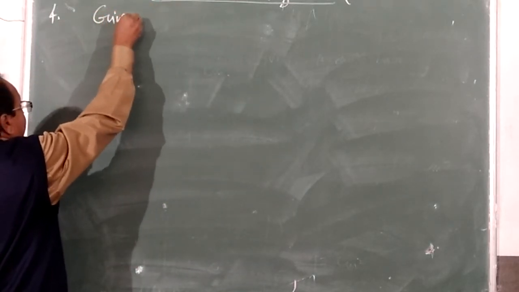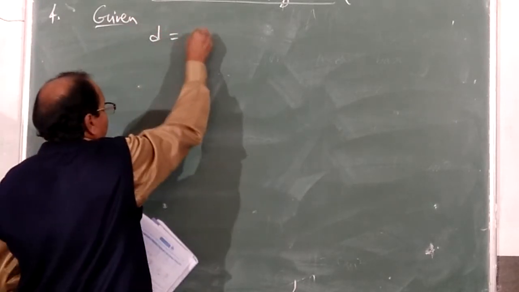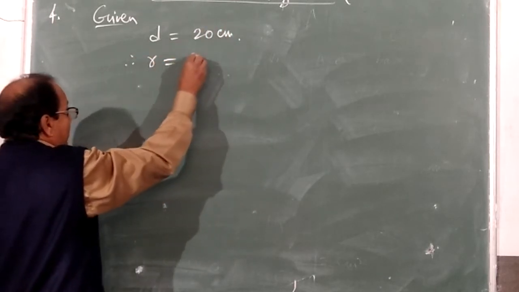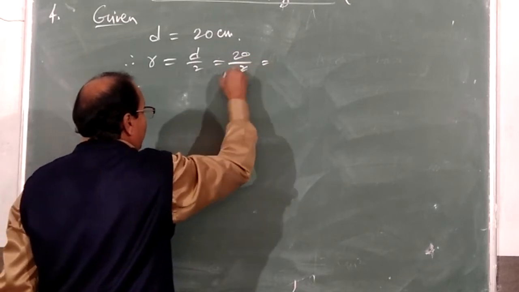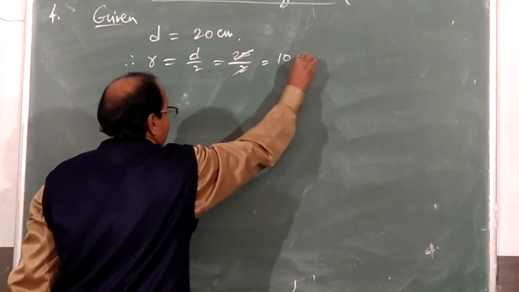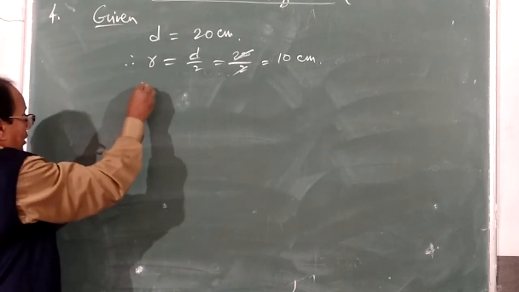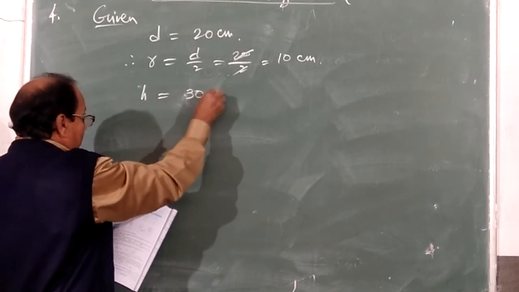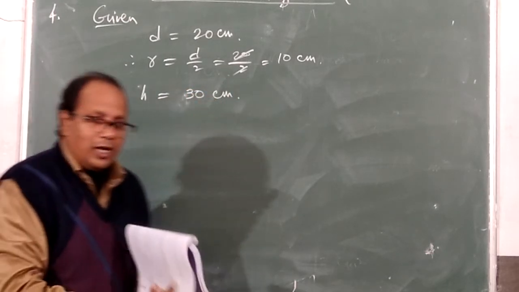Given diameter is equal to 20 centimeter. Therefore, here only you can find out radius. D by 2 is equal to 20 by 2 is equal to 10 centimeter. Okay. Now we have height. Height is equal to 30 centimeter. Okay. Now we find out the total surface area.